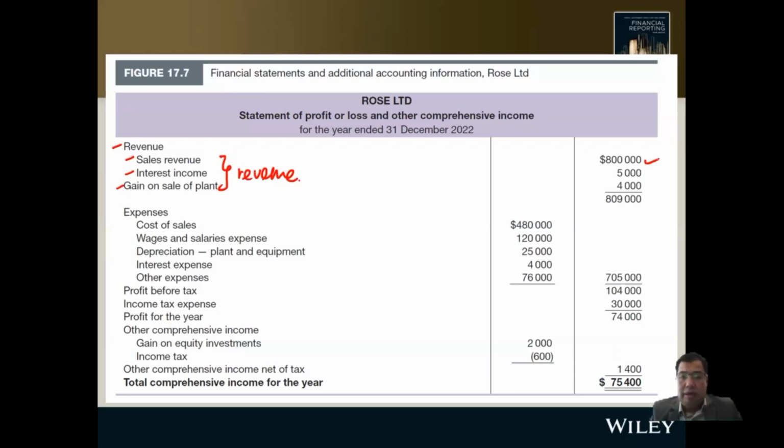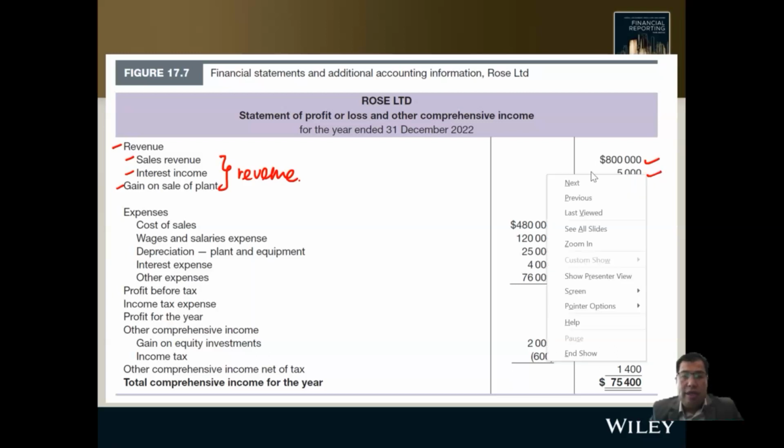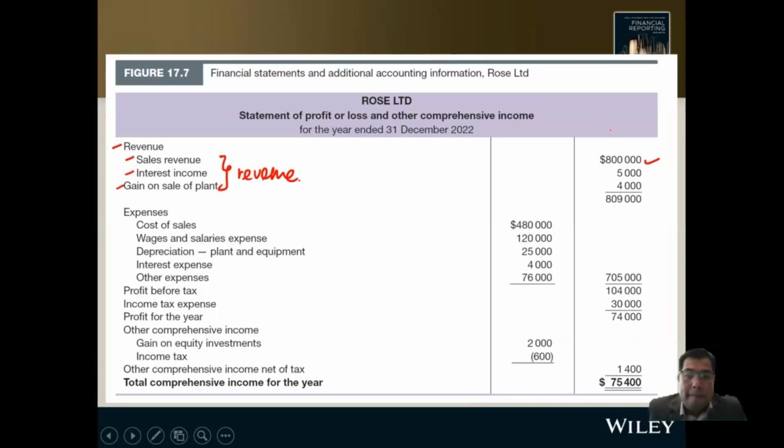Sales revenue is 800,000. Your interest income is 5,000 and your gain is 4,000. So you total up 800,000 plus 5,000 plus 4,000. That gives you a total revenue of 809,000. And then your total expenses: you have cost of sales, wages and salaries, depreciation, interest expense, and other expenses. Your total expense is 705.